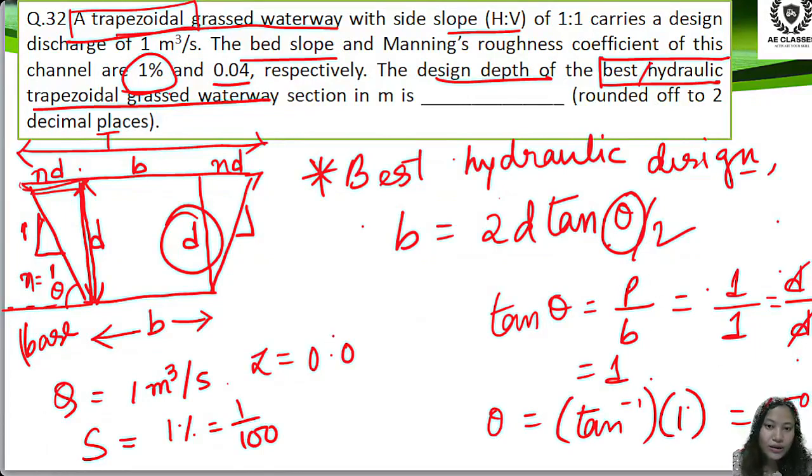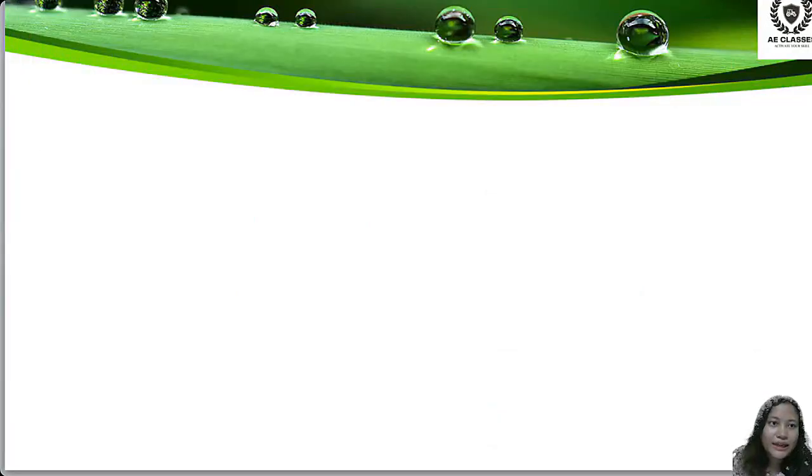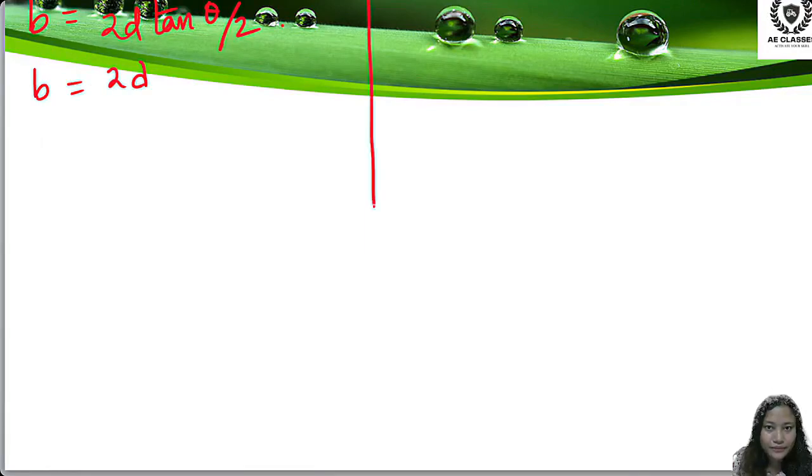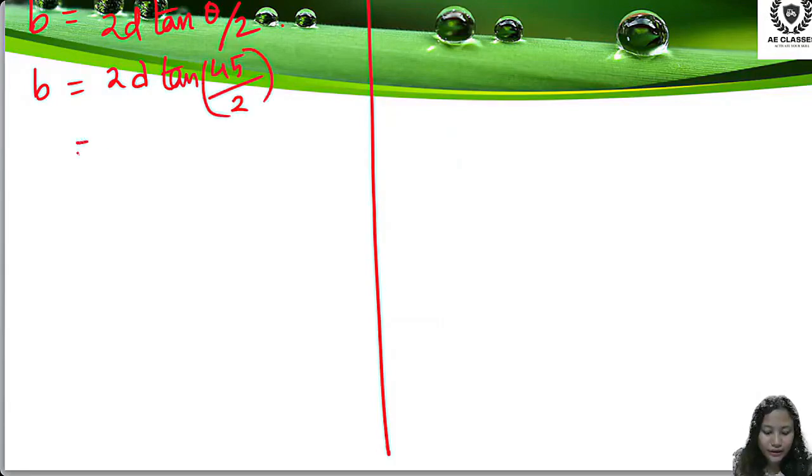Now I'm going to change the slide and open a new work area. For the economical section design, B is equal to 2d tan theta by 2. If we put the value of theta as 45 degrees, then B is 2d tan 45 by 2, correct? After solving, you will find B as 0.83 D. You can always try it by yourself. Now after this, you have to find out the cross-sectional area.